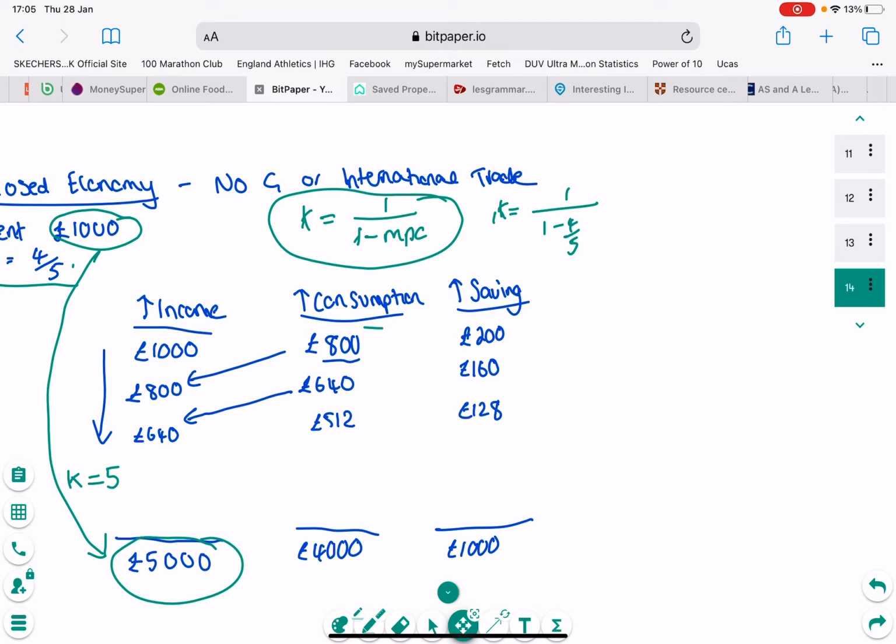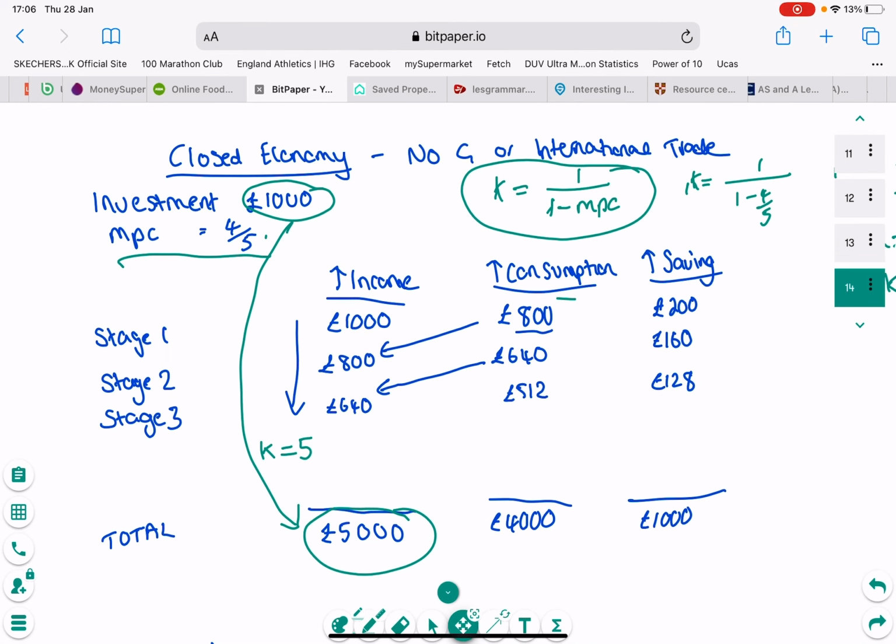So that means K equals 1 over 1/5. So K is equal to 1 times by 5 over 1. So K is equal to 5, which is what we said it was. So in this situation, the value of the multiplier is 5. So any investment is multiplied by 5 to find out what our final increase in national income is. This is how we'd work it out in a closed economy with no government and with no international trade.